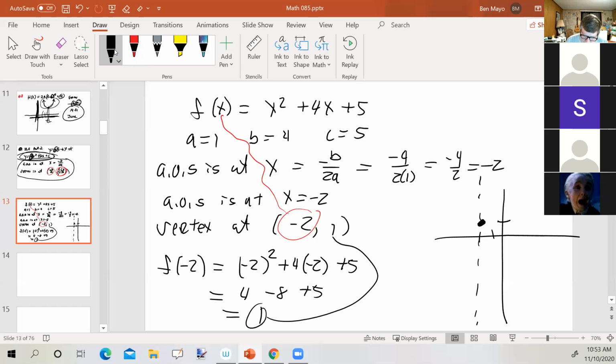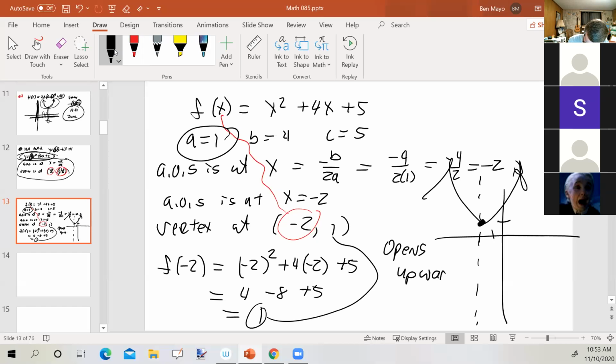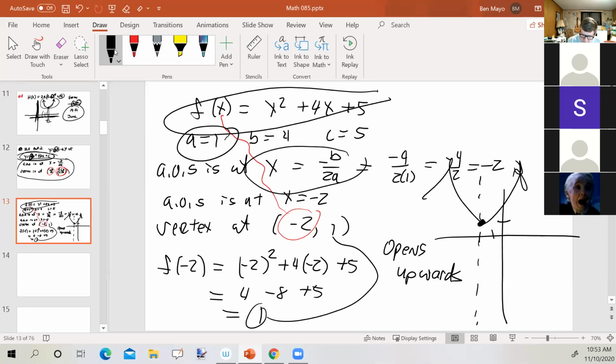Okay. Now, does this thing open upward or downward? a is positive, so it's going to open upward. So it opens upwards. All right. So we can find the same information when it's in this form, but we have to use this and then plug that x value in to find y. Any questions about this problem? All right, let's take a look at another one.